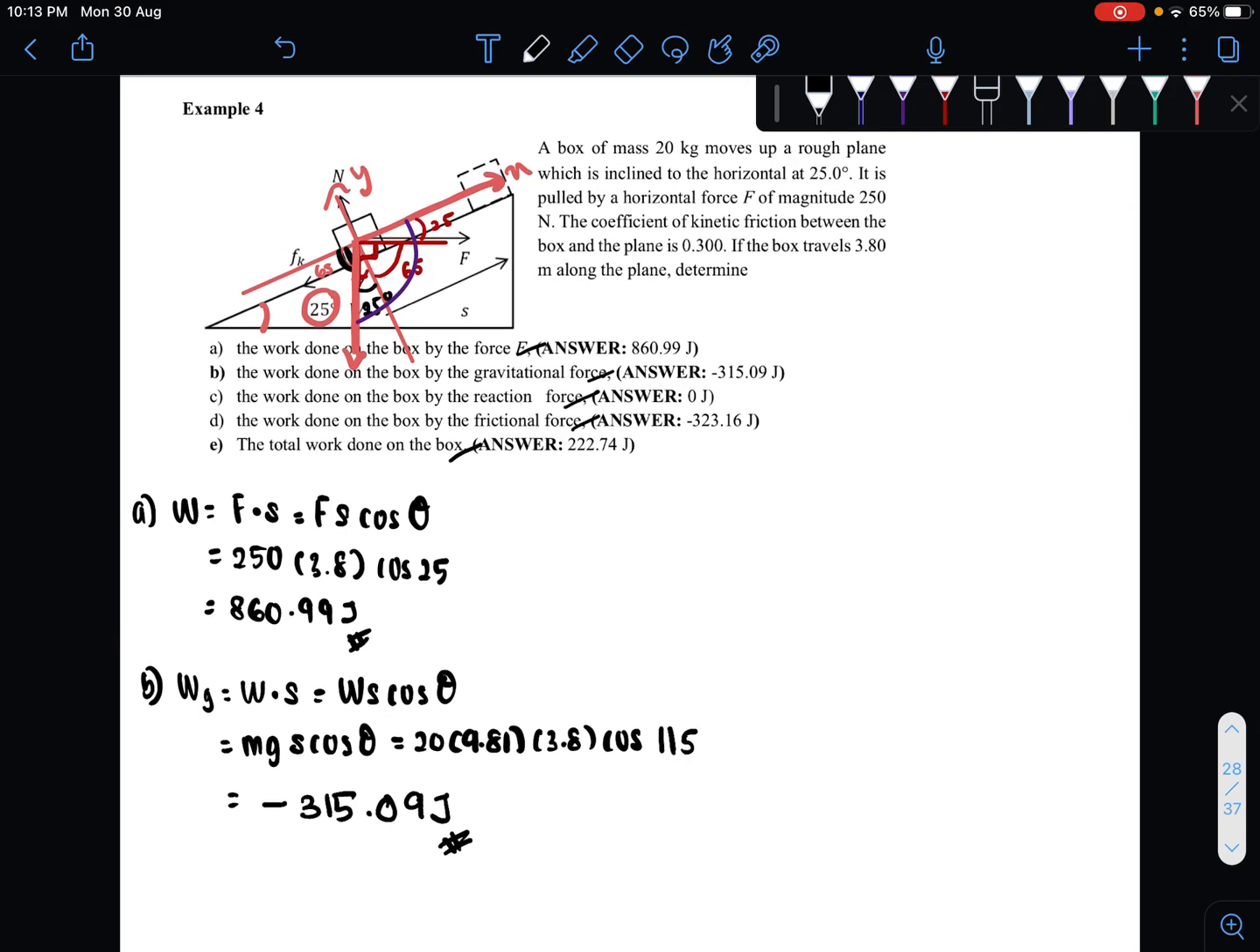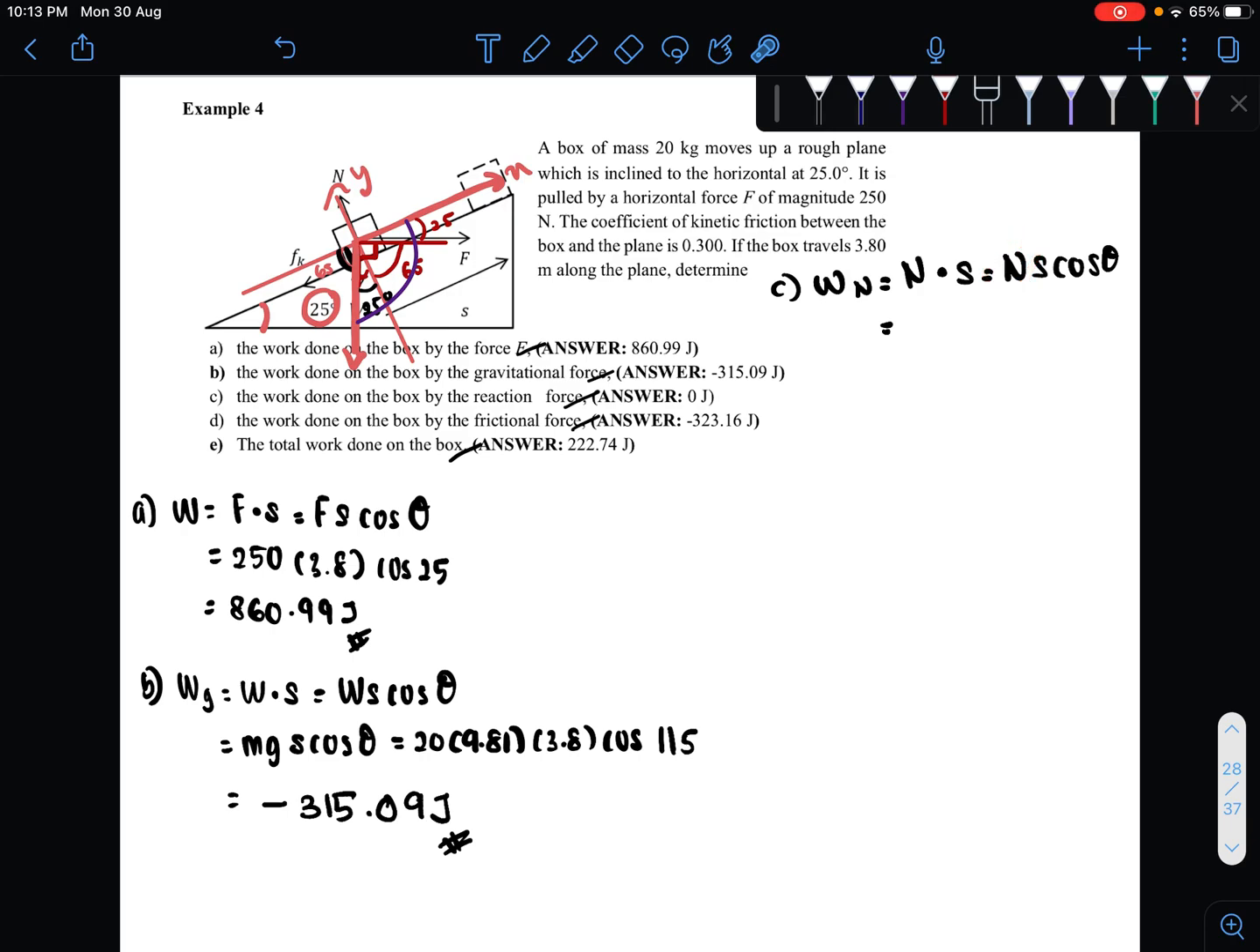So the reaction force here is the normal force, N. The work done by the reaction force, which is also known as the normal force, is N dot S, which gives you NS cos theta. We do not know the value of N. You have to find the value of N actually. How do you find the value of N?